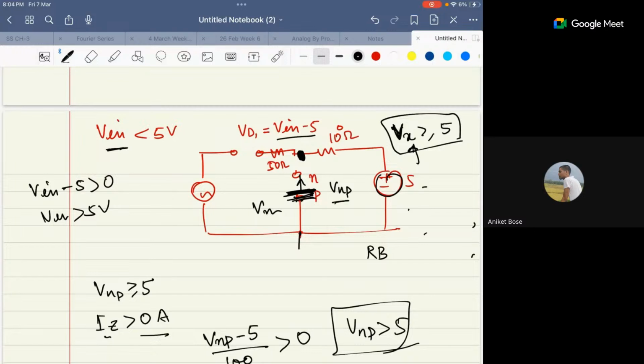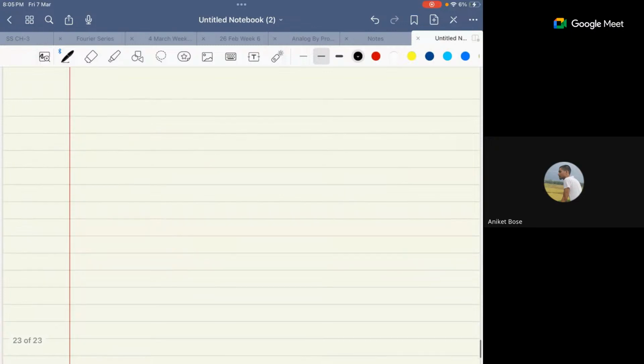Clear? So for the positive half cycle there won't be any current across that 100 ohm. In the negative half cycle also there won't be any current in the 100 ohm resistance. Clear to everyone? Okay, let's move to the next problem. Even though it was a bit complex problem.